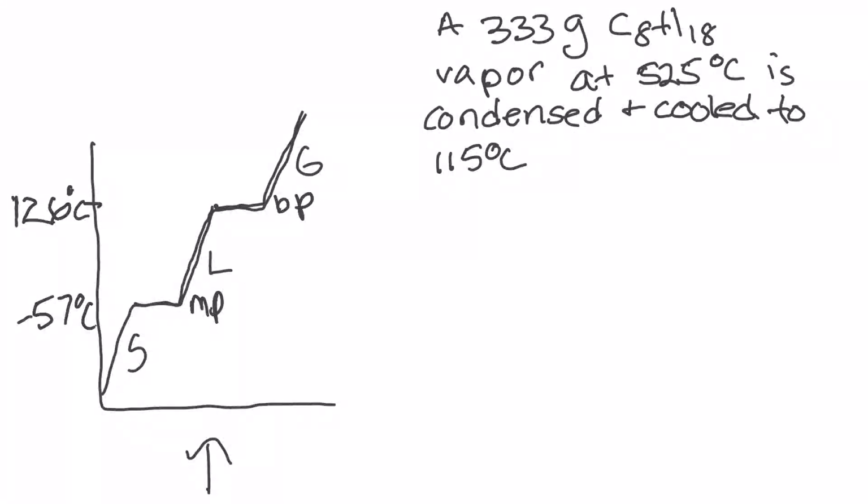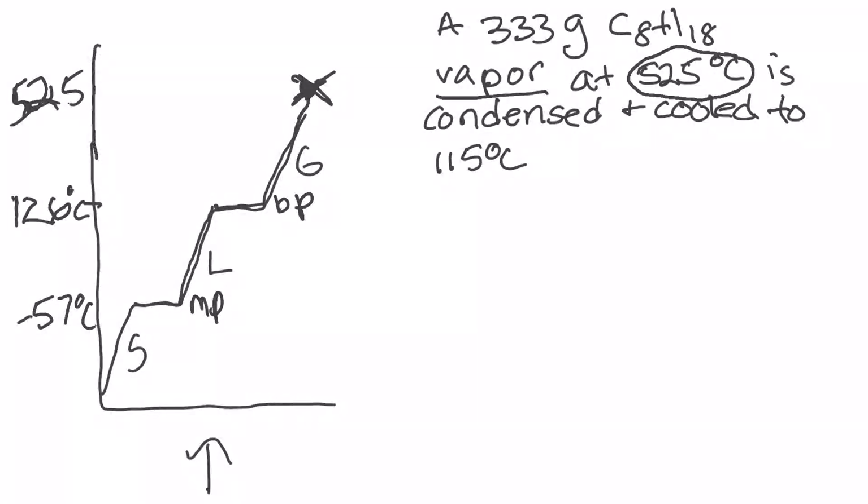Now I have to figure out where I am starting on this graph. So I read the problem again, and I start at 525 degrees Celsius when it's a vapor. So I start way at the top here somewhere, so I'm going to label it right here, and I'm also going to write the number down on the side. So that's my starting point. Maybe I'll give the starting point a nice X so I remember that's where I'm starting.